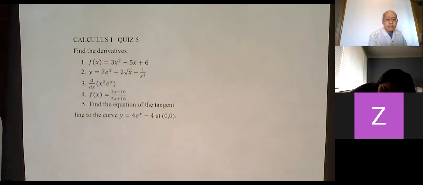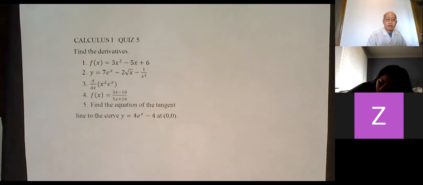Number three, find d dx of x squared e to the x. Basically means find a derivative. X squared e to the x, so you should know what rule that is. Number four, f of x equals 3x minus 10 over 5x plus 16. One more time, 3x minus 10 over 5x plus 16. You should be able to guess what rule that is.